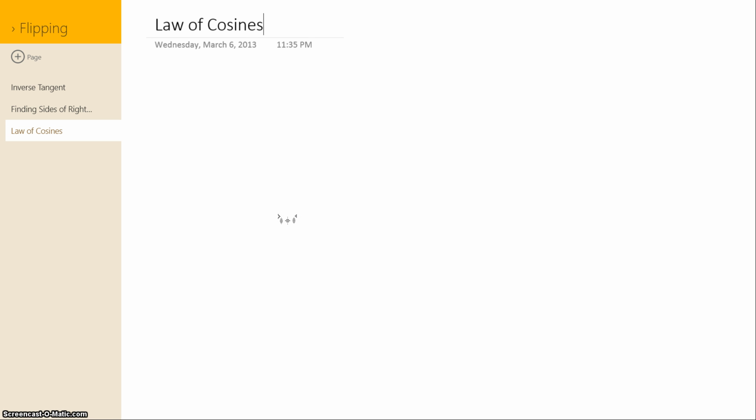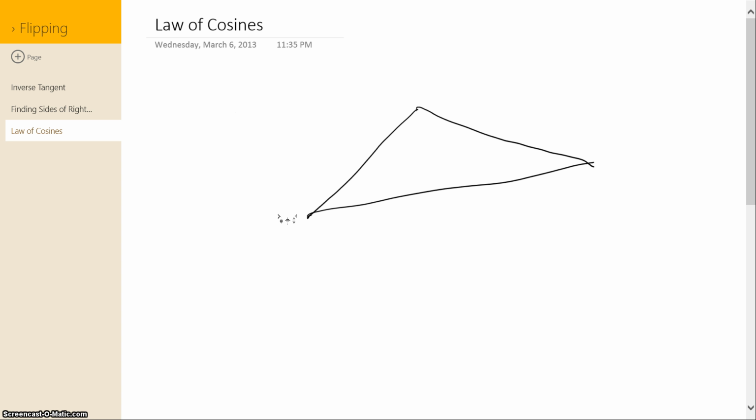Hello, Mr. Stone here, and we're going to take a quick look at the Law of Cosines. Now, the Law of Cosines basically is just telling us the relationship between different angles and sides of a triangle.